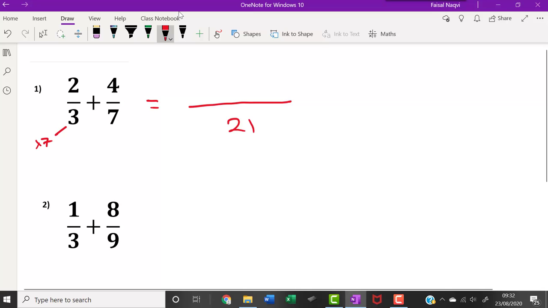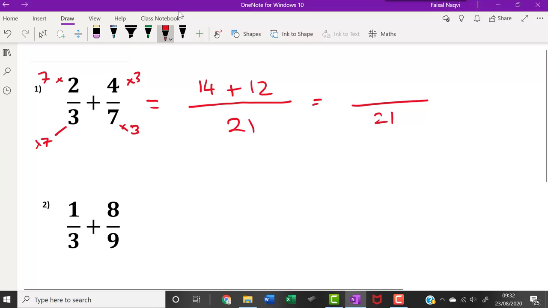What I do to the bottom, I must do to the top. How did I get from 7 to 21? I multiplied by 3, and what I do to the bottom, I must do to the top. If I expand that out, 7 times 2 is 14, 4 times 3 is 12, and if I simplify that, I know my denominator is going to be 21.